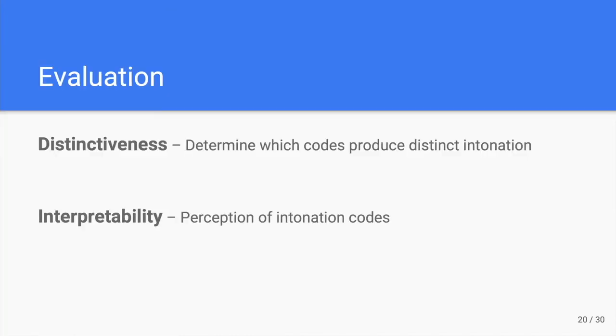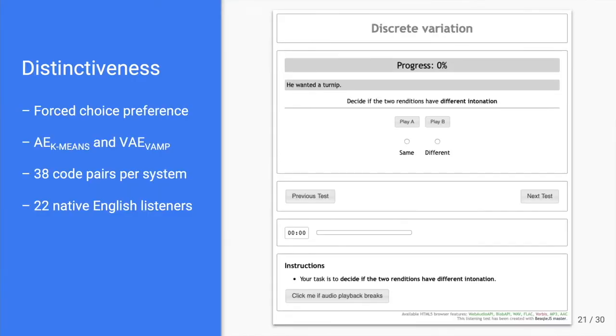Our first test looks at quantifying if the distinct behaviors seen in the plots correspond to perceived effects in the synthesized speech. As you heard earlier, it's quite hard to compare more than 2 samples without forgetting details. For this reason, we chose a forced choice preference test to determine if renditions were distinct. Users were presented with 2 renditions of one sentence for one system on each screen, and they were asked to decide if the two renditions have different intonation.